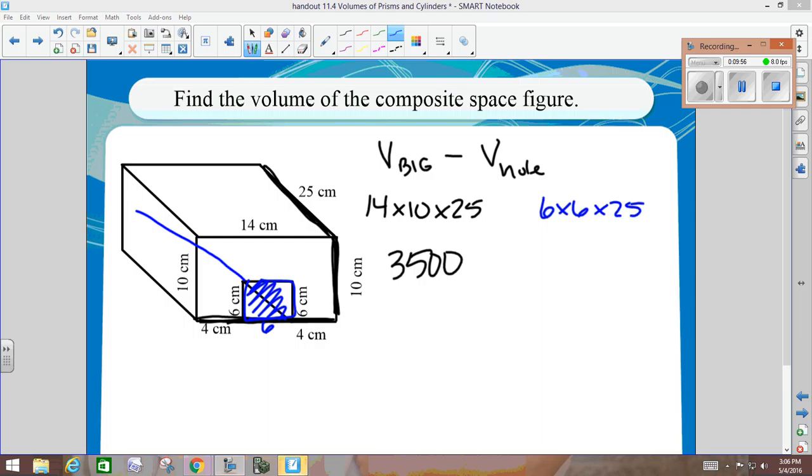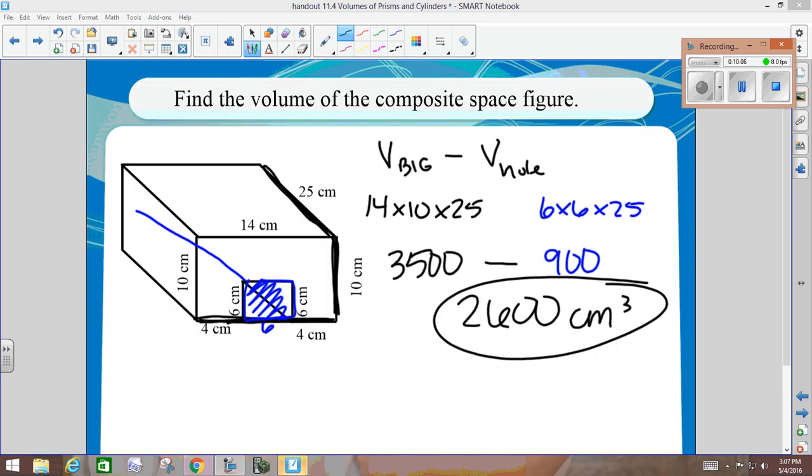What's that give us again? 900? So then you're going to take 3,500 minus 900, and you get 2,600 centimeters cubed. That's one way you can do it. There's a couple like that on your homework today.